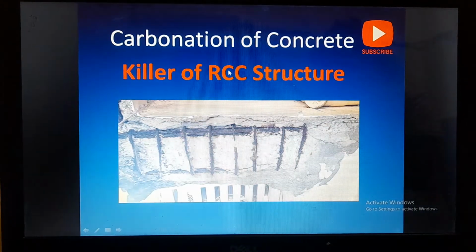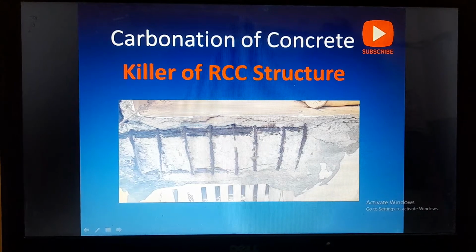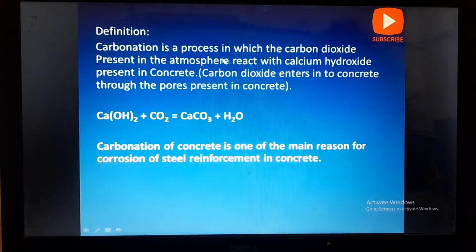Today we are going to discuss the topic of carbonation of concrete. As you see in the image, this is the carbonated structure, and it is the ultimate killer of RCC structure. Definition of carbonation: carbonation is a process in which the carbon dioxide present in the atmosphere reacts with the calcium hydroxide present in the concrete.